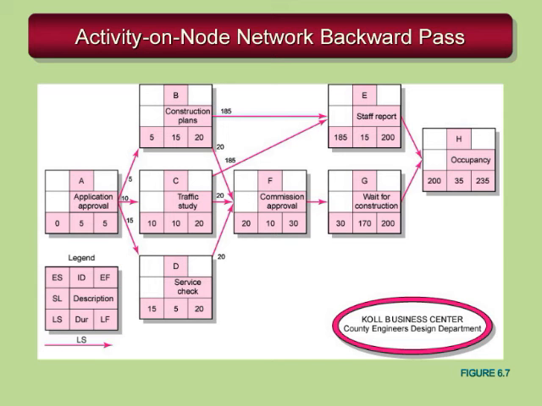Same thing happens again in activity A. You see activity D has a late start of 15 days, and activity C, a late start of 10 days. Activity B, a late start of 5 days. So you have to make a decision which one to use when you're running a backwards pass, and you use, again, the smallest number. So 5 goes into the late finish for activity A.